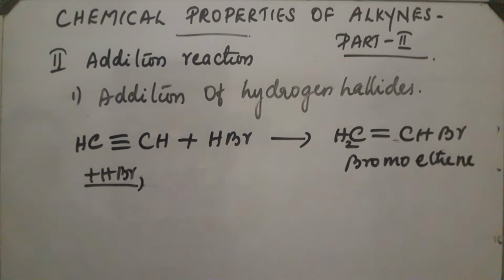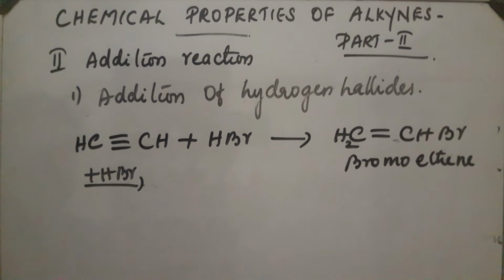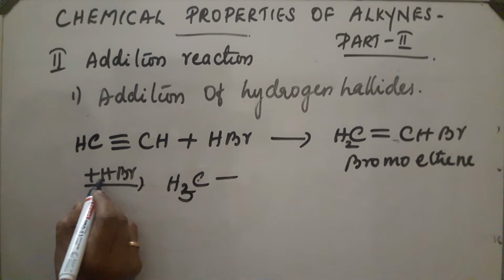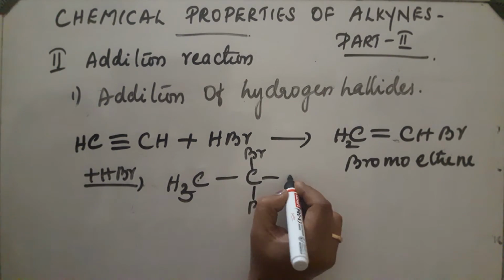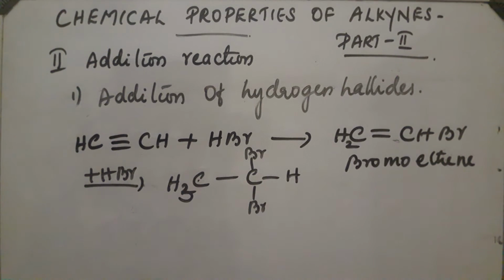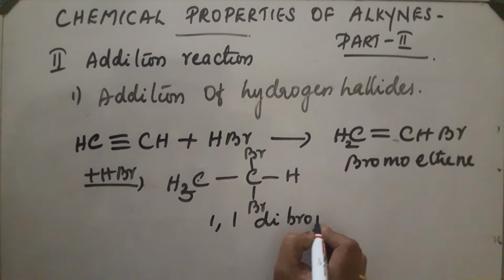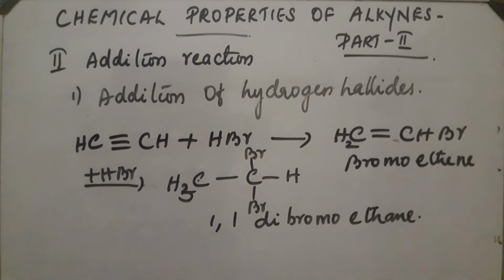What will happen? According to Markovnikov's rule, Br will attach to the carbon atom containing less number of hydrogen atoms. So, the product obtained will be CH3 CHBr2. Hydrogen will attach here and Br, Br, H. Okay, this will be the product. The bromine will attach to the carbon atom containing less number of hydrogen atoms, and the product obtained is 1,1-dibromoethane. Okay, 1,1-dibromoethane.